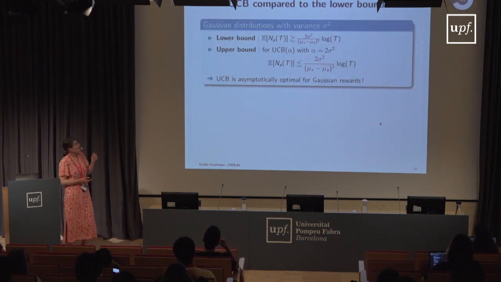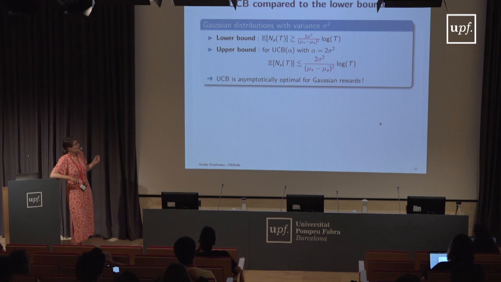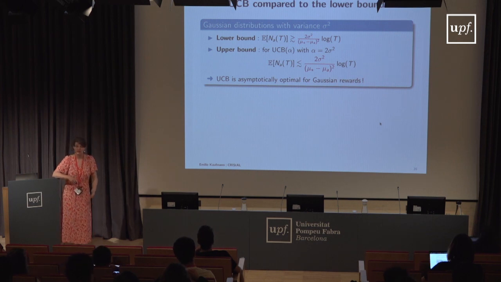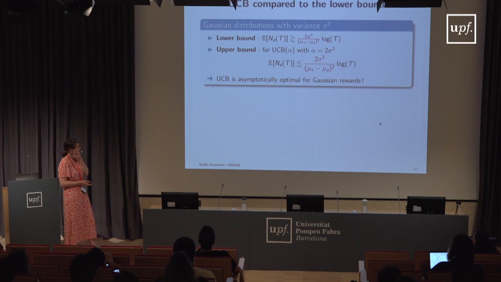And so how are we doing with respect to the lower bound? If we take Gaussian bandits, the lower bound becomes 2 sigma squared divided by gap square, log t. And actually, this is precisely the upper bound we got when applying UCB with the parameter alpha equal 2 sigma squared. So UCB is already asymptotically optimal. So UCB based on Hoeffding is asymptotically optimal for Gaussian.